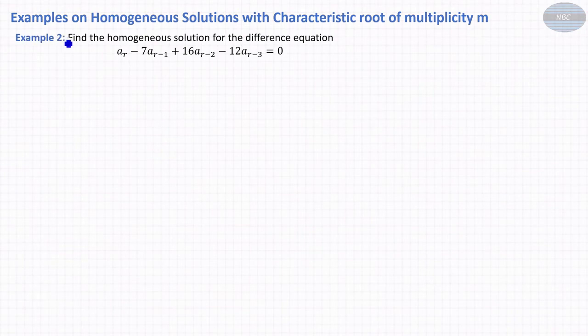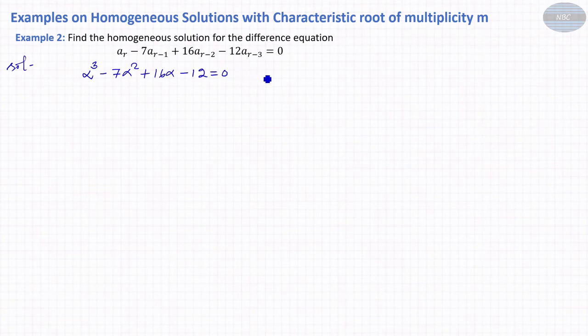Come to another example. Find the homogeneous solution for the difference equation a_r minus 7 a_(r minus 1) plus 16 a_(r minus 2) minus 12 a_(r minus 3) is equal to 0. So this is a third order difference equation. We can write the characteristic equation as alpha cube minus 7 alpha square plus 16 alpha minus 12 is equal to 0.